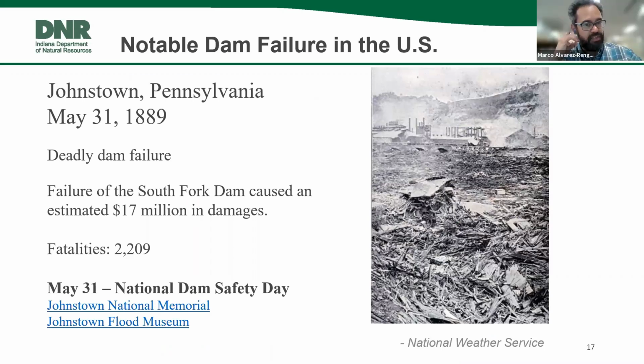Yeah, also we have these notable dam failures in the U.S. This was a total failure on May 31, 1889. That day now marks National Dam Safety Day. This happened in Johnstown, Pennsylvania. The estimated fatalities were 2,200 people, and it cost an estimated $70 million in damages.